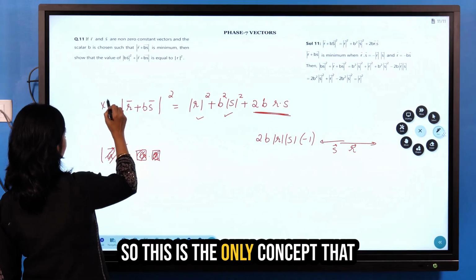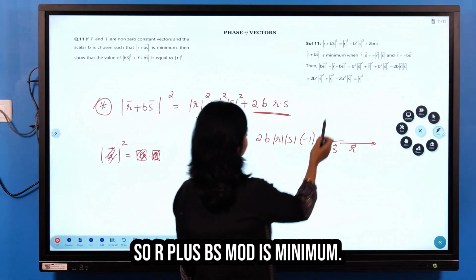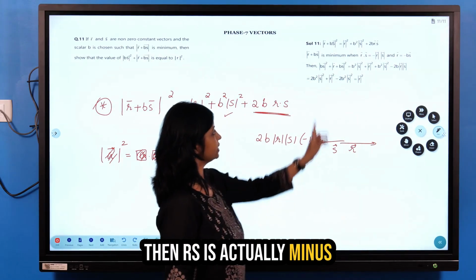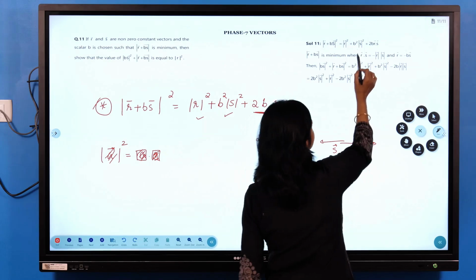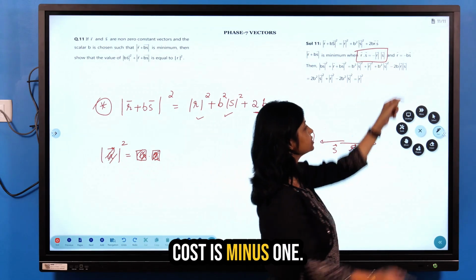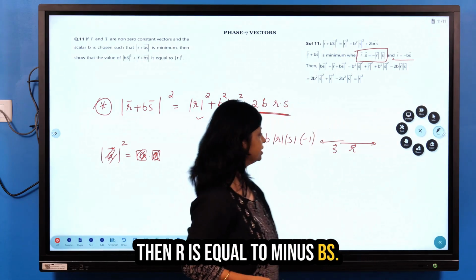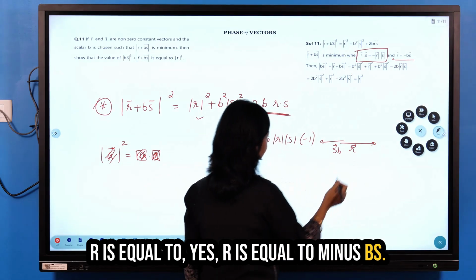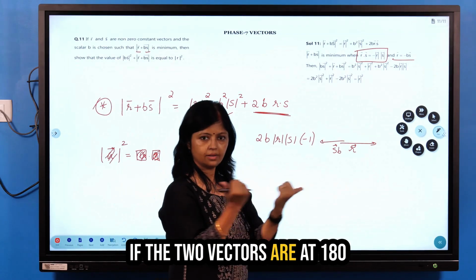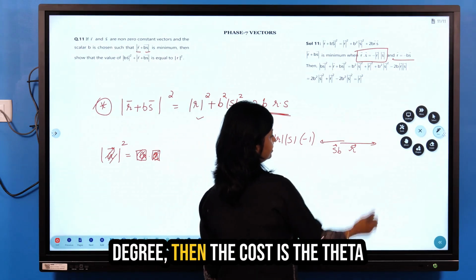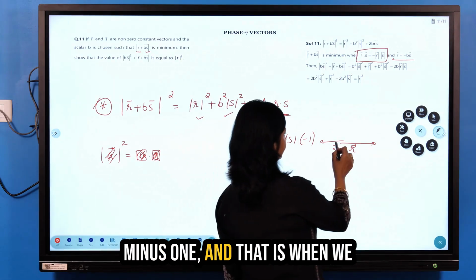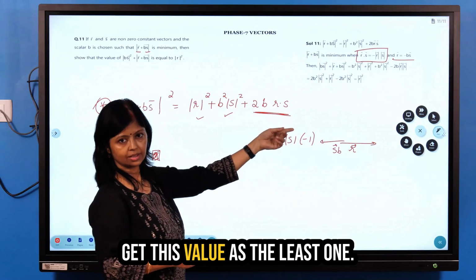So this is the only concept that is to be understood from here. R plus BS mod is minimum when R dot S is actually minus. If it is written like this, what is implied here? That cos theta is -1. Cos theta is -1, then R is equal to minus BS. Because this is the first vector, this is the second vector. If the two vectors are at 180 degrees, then the cos value of theta is -1. And that is when we get this value as the least one.